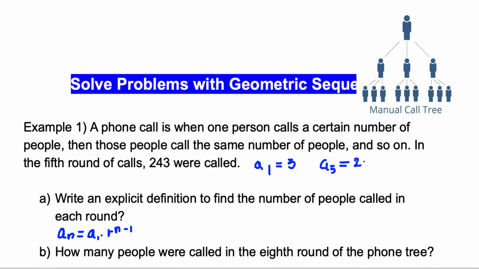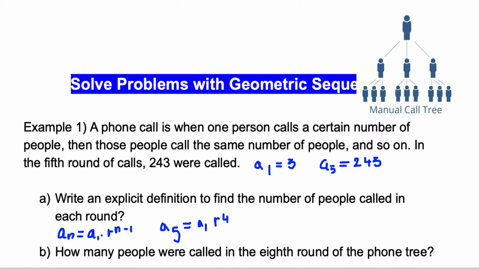But what they are not giving us is the common ratio. The common ratio is missing. So now we are plugging in. Instead of an, we are plugging in a fifth. A fifth is equal to a1 times r in exponent 4.